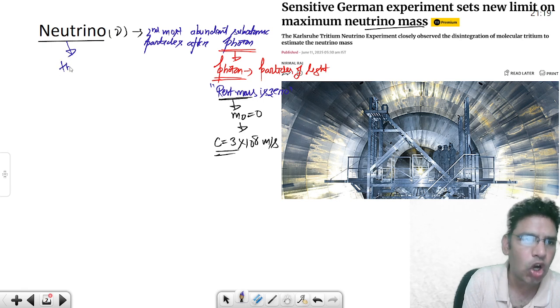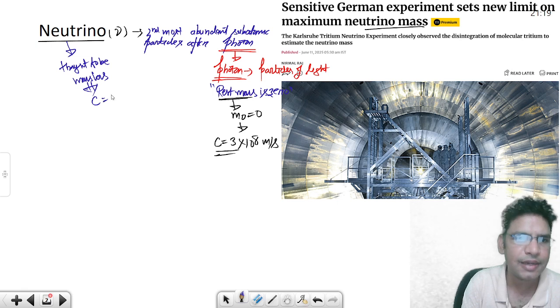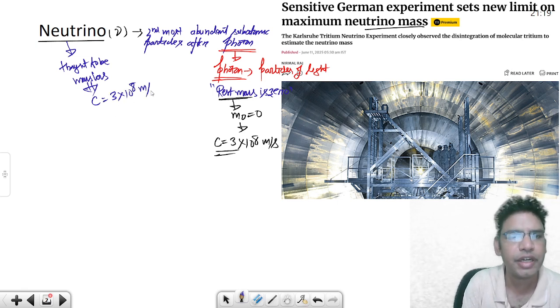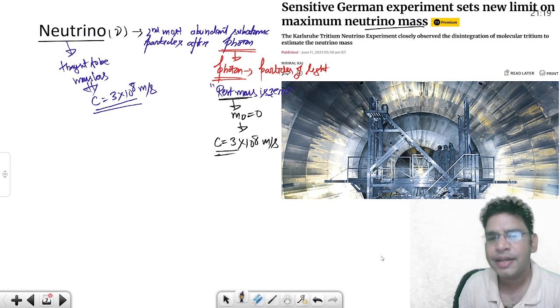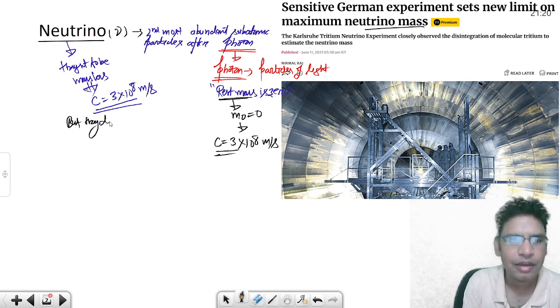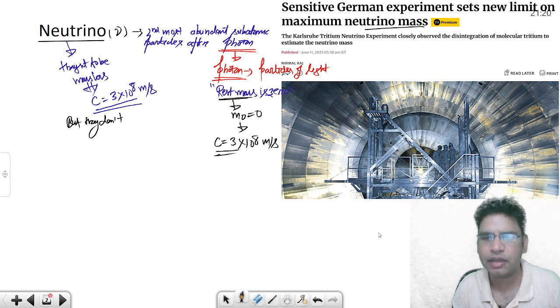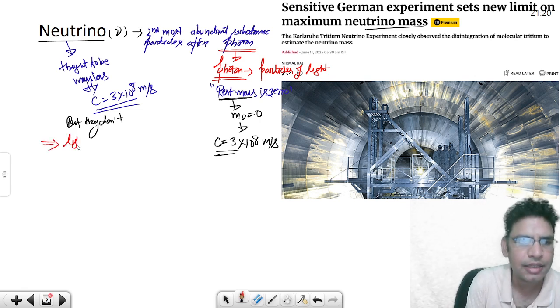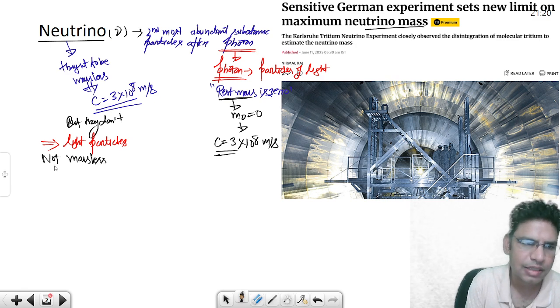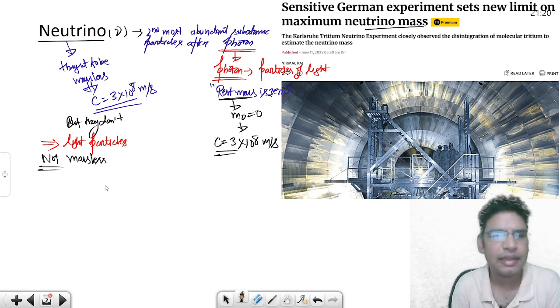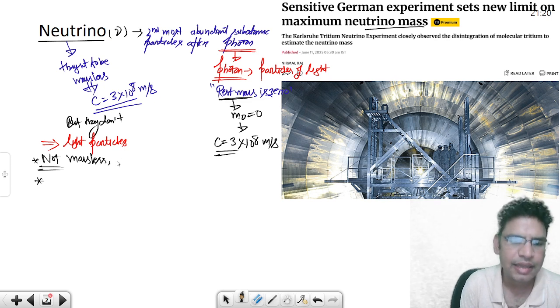Earlier, neutrinos were thought to be massless. And if they are massless, then what? It simply means they can travel with the speed of light. The speed of light is 3 lakh kilometres per second, or 3 into 10 raised to power 8 metres per second in scientific terminology. But neutrinos don't move with the speed of light. They are light particles with negligible mass. They are not massless. Remember this, and other things about their properties. They are electrically neutral.